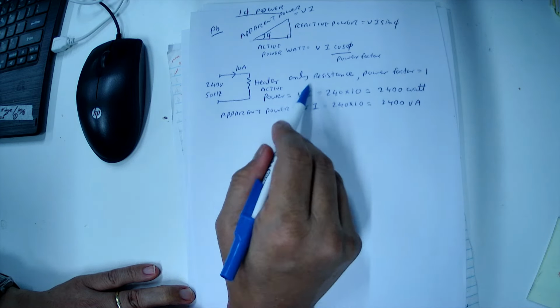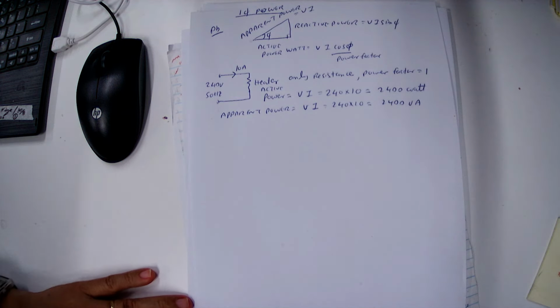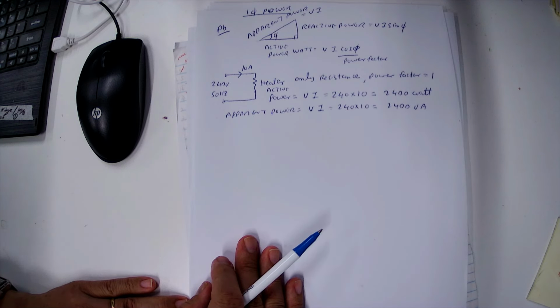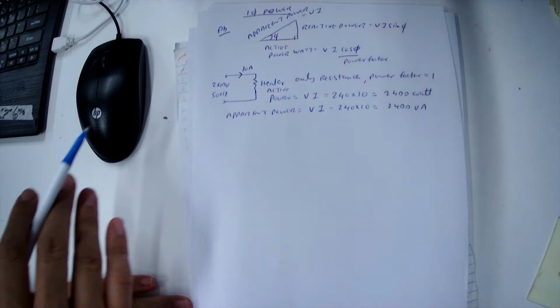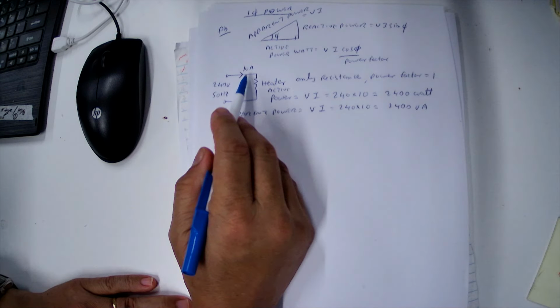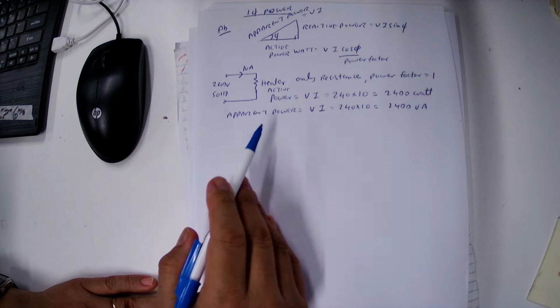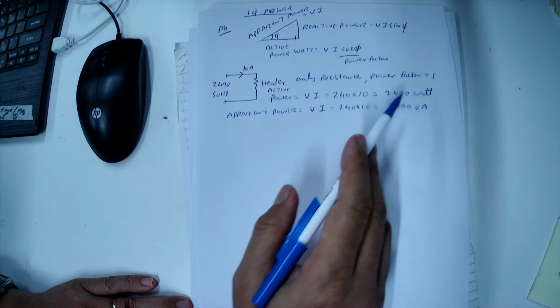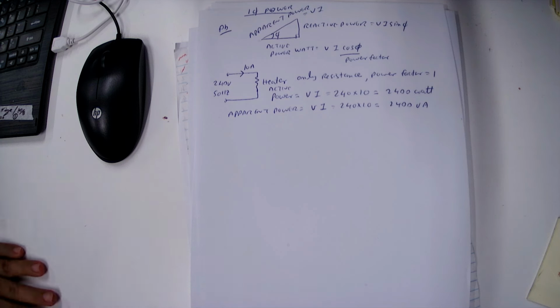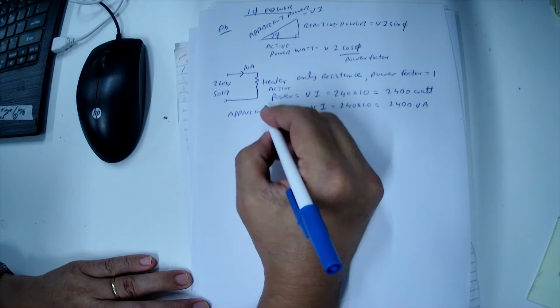For the heater, for both the active and the apparent power, we can use voltage multiplied by current because the power factor is 1. But if it is a coil load or a capacitor load, we need a different formula, and we are concerned about the power factor. So if you connect the heater to the 240 volt 50 hertz supply, drawing 10 ampere, active power is V into I, 240 by 10, 2400 watt. Apparent power is also VI, 2400 volt amp. And the phase angle is 0 because of the heater.